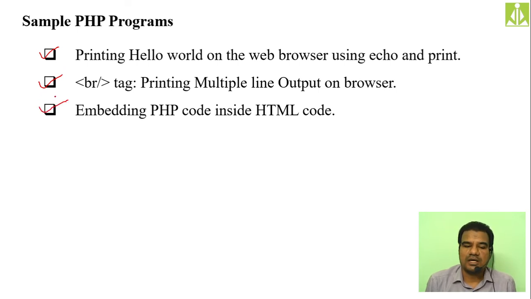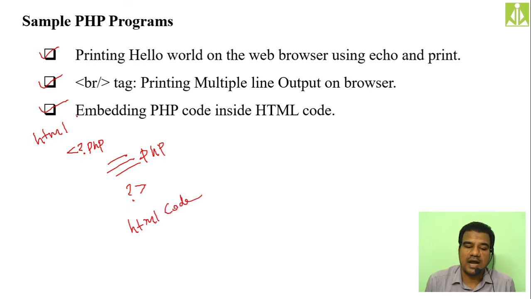So when we are embedding the PHP code inside the HTML code, we are using less than question mark PHP as a starting point, and the end point question mark greater than, and in between we are keeping the PHP code, and before that we have added HTML code, and after this also you can put the HTML code. So this sort of understanding we had so far, isn't it?